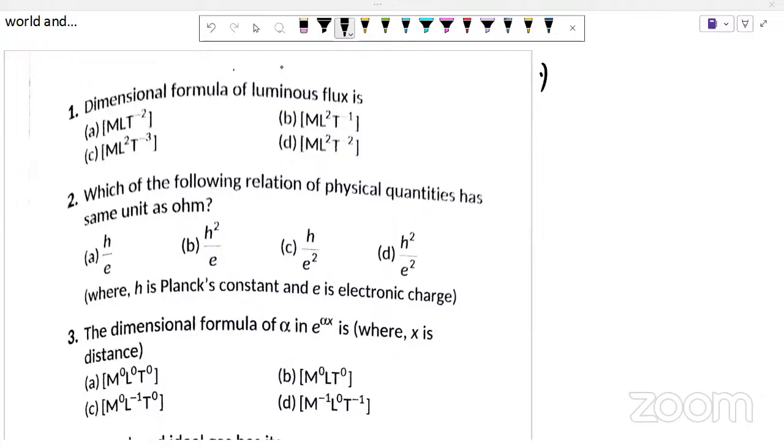Anyone? No idea? Sure. So try to remember, flux is always equal to light energy emitted by a source in a given time. That means in simple language, you can remember it as energy divided by time. So the dimension of energy is ML square T power minus 2, divided by T. So this will go up. So it will be equal to M L square T power minus 3.